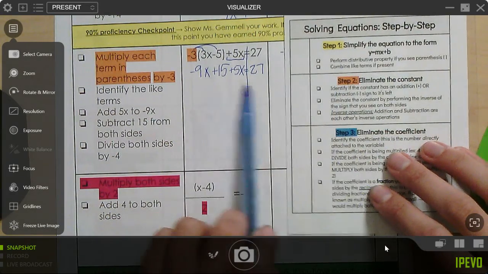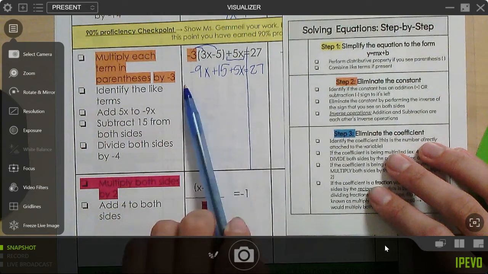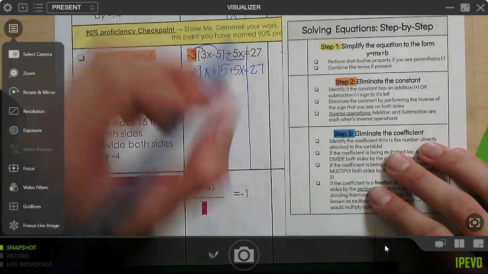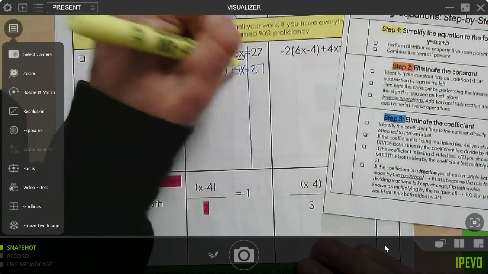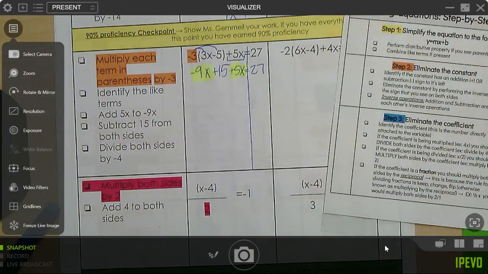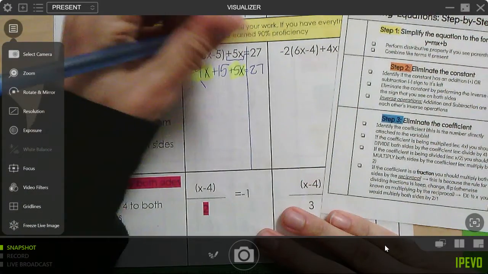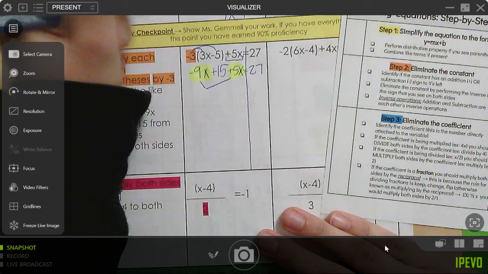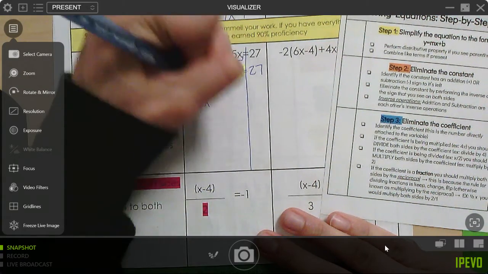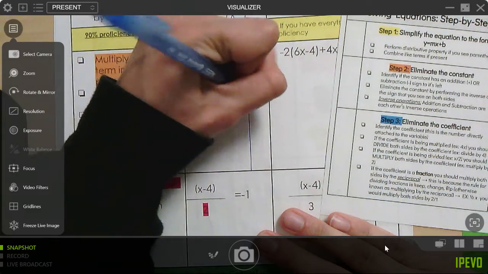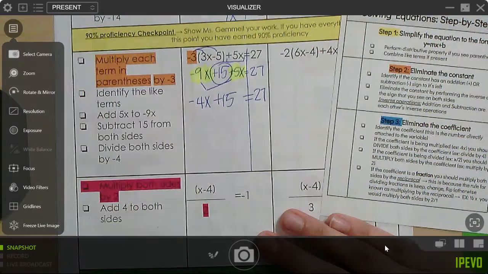Now, this is still not in the form y equals mx plus b, so we need to combine like terms. Negative 9x and 5x are like terms. They both have an x variable. So I'm going to combine those. Negative 9x plus 5x is negative 4x. Then we still have the plus 15 equals 27.